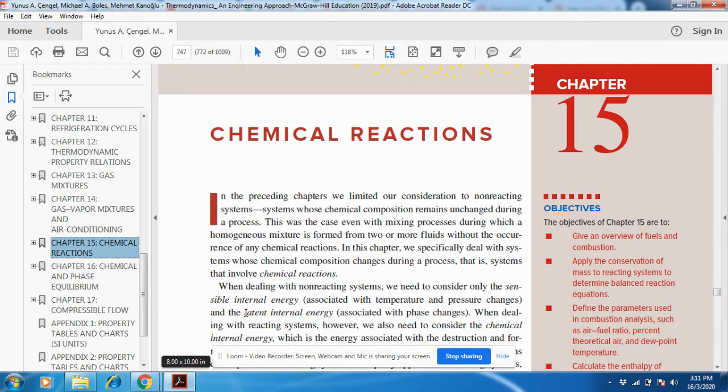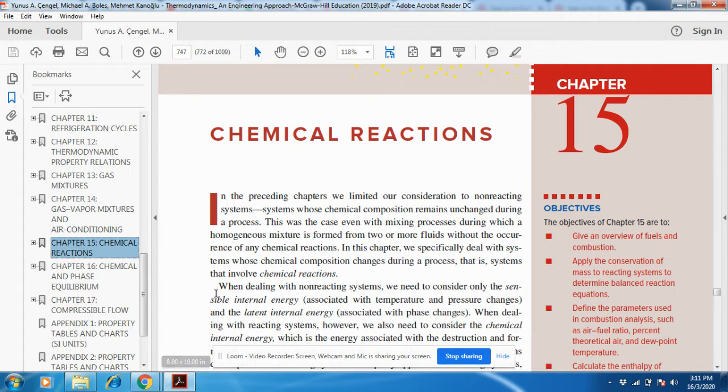Previously we were talking about mixes. And while we were doing that discussion, we said that mixes are of two types. There was one category in which we were considering mixes to be non-reacting type of mixes. That was the discussion which we were doing from chapter number 13 of the book written by Yunus Cengel.